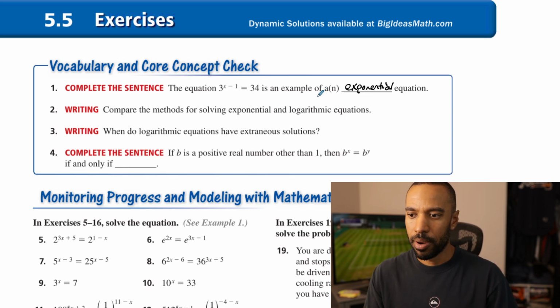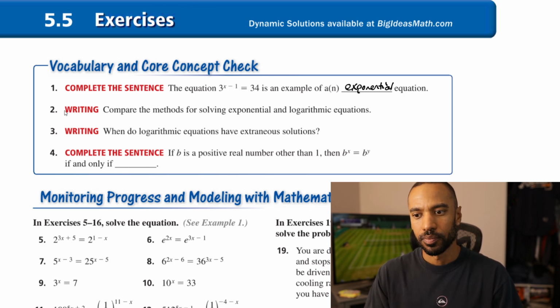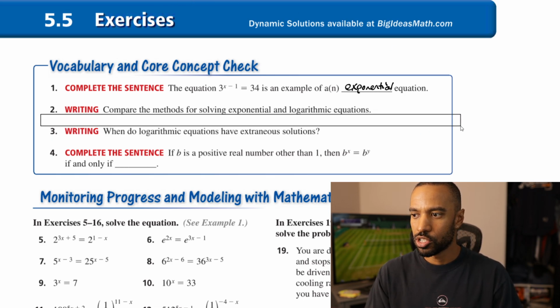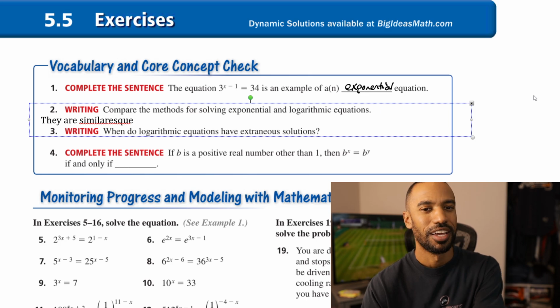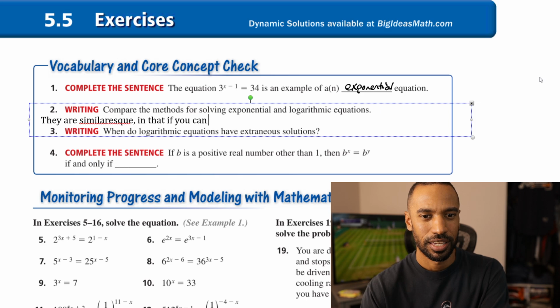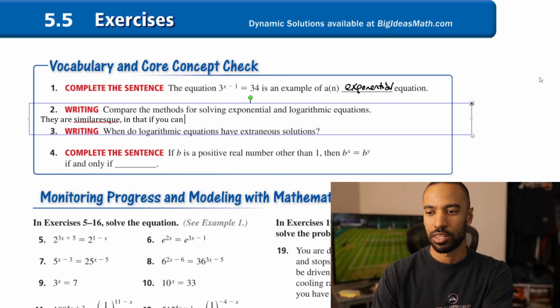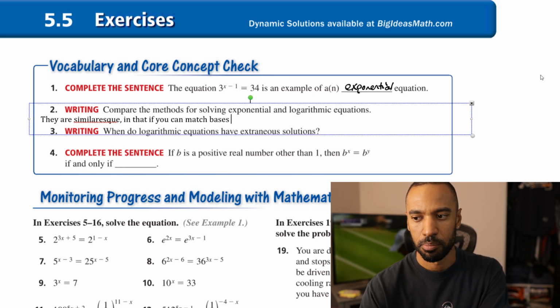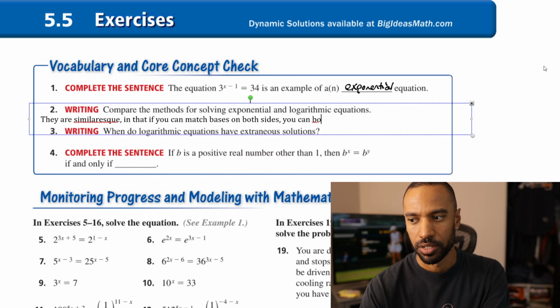Number 2, writing. Compare the methods for solving exponential and logarithmic equations. Well, they are similar-esque. I don't know if similar-esque is a word. I say it all the time. Let's see if it is. Not really. They're similar-esque in that if you can get matching bases on both sides, you can set both sides equal to each other.